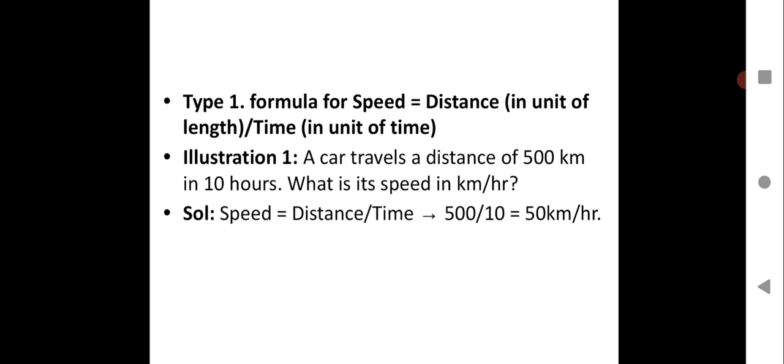Illustration, that means example 1. A car travels a distance of 500 km in 10 hours. What is its speed in kilometer per hour? Very simple. Speed is equal to distance upon time, as you all know. So the distance 500 upon 10 is equal to 50 km per hour. Very simple sum. I hope you all have understood this. So just the application of the formula, speed is equal to distance upon time. I hope you all are writing there.